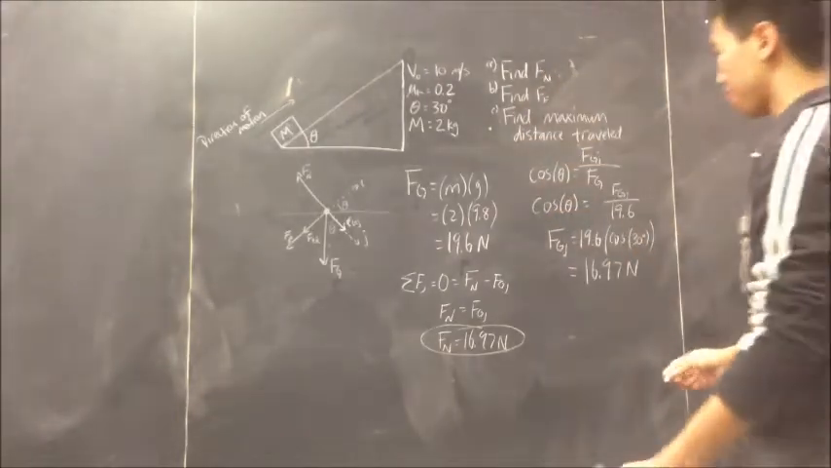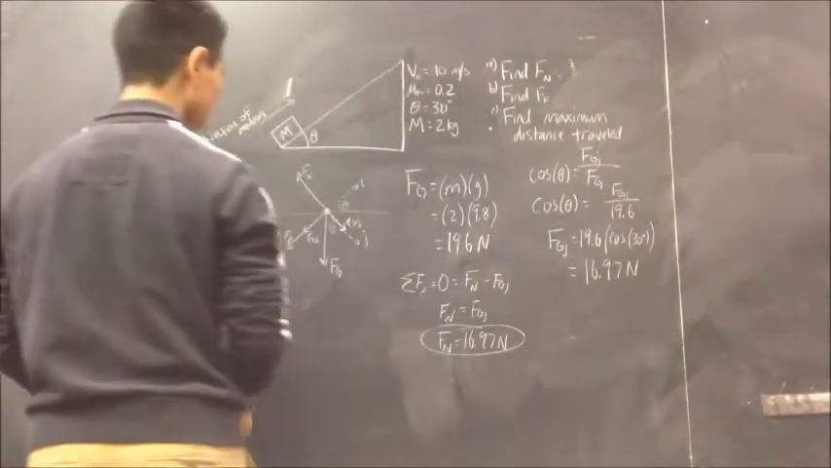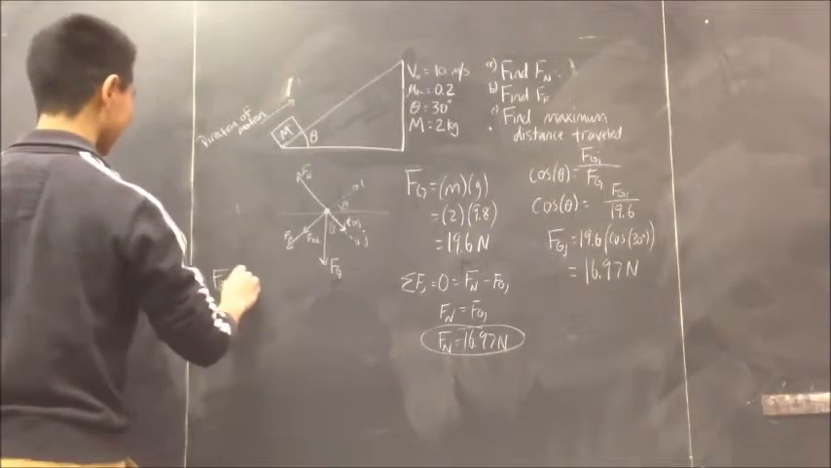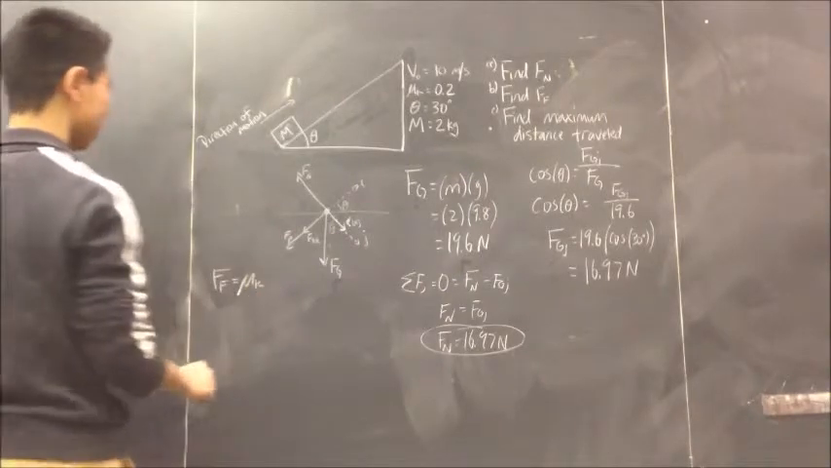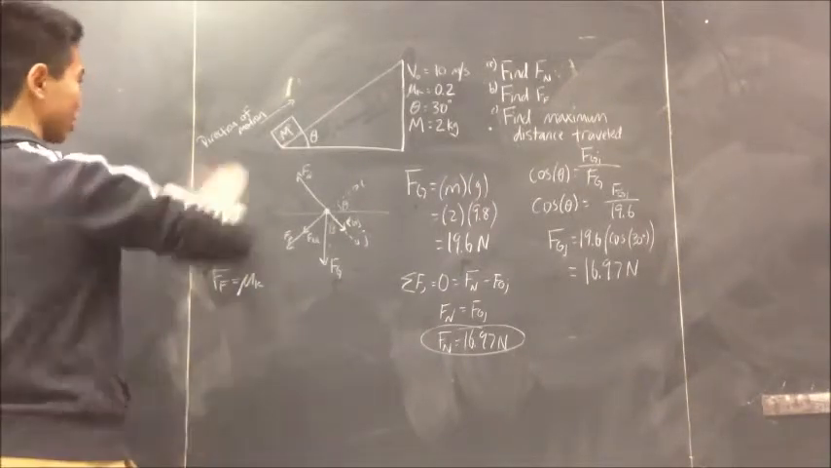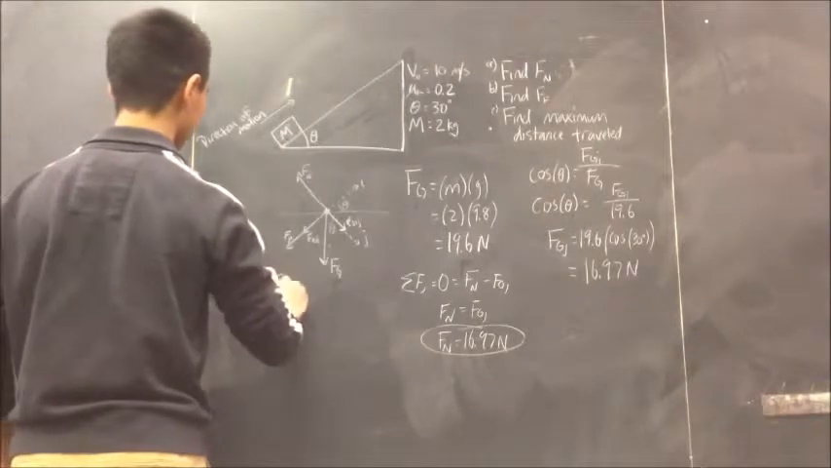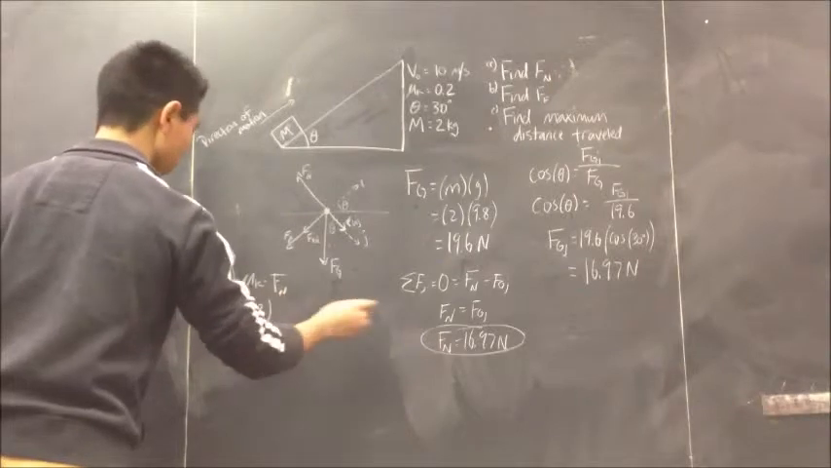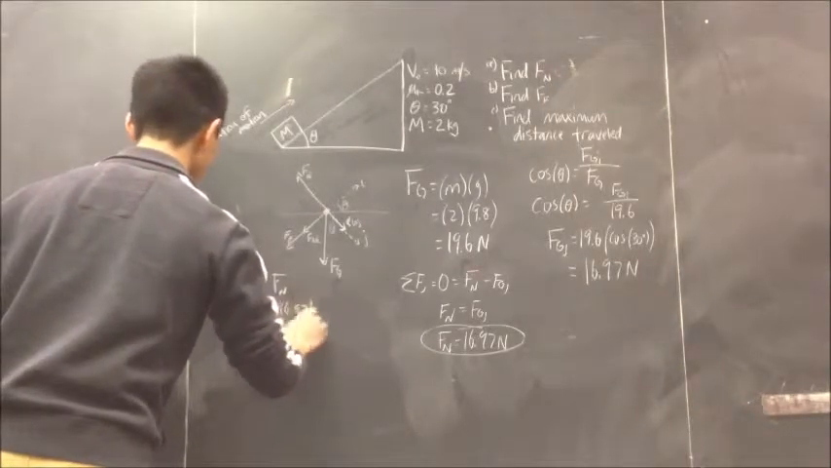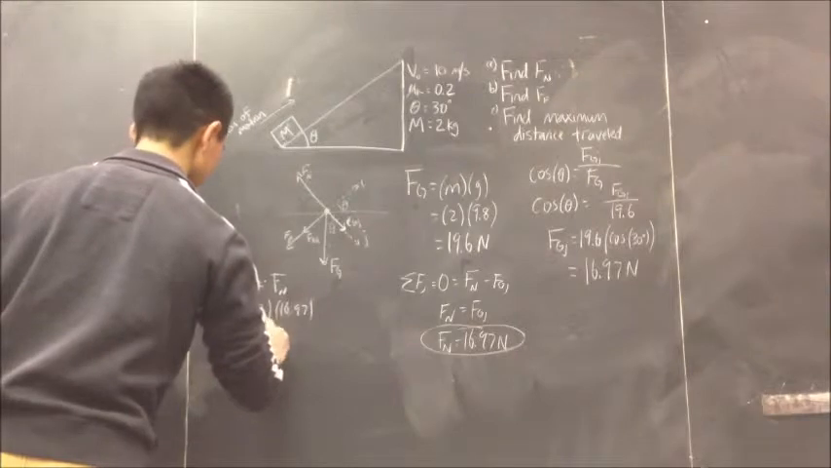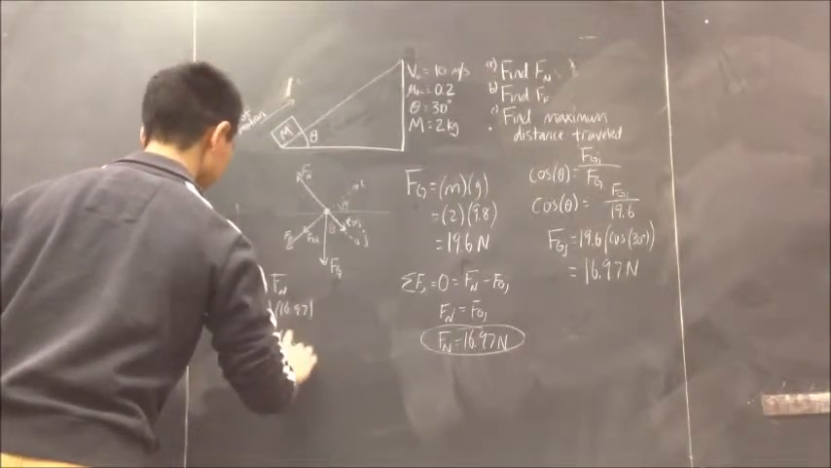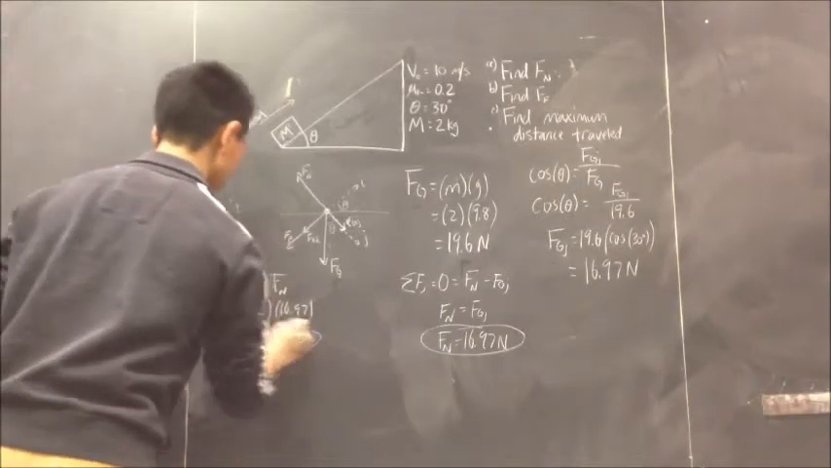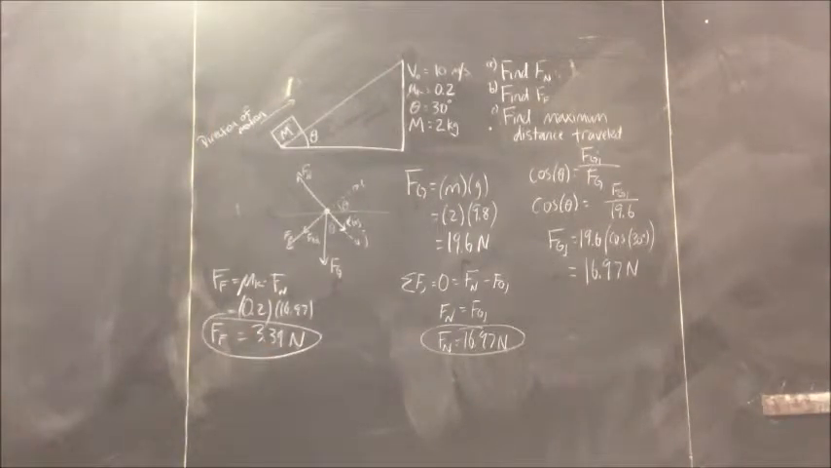Now to find part B, the force of friction, we know that is equal to the coefficient of kinetic friction, because it's moving in this case, times the normal force. We're given the coefficient of kinetic friction is 0.2. We just found the normal force. And this equals 3.39 newtons. And that's your answer to part B.